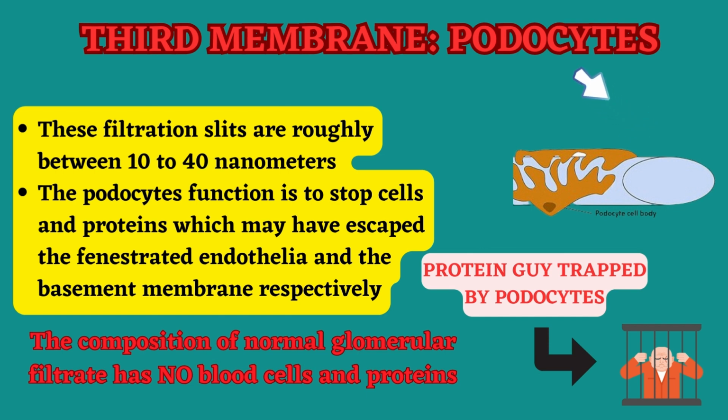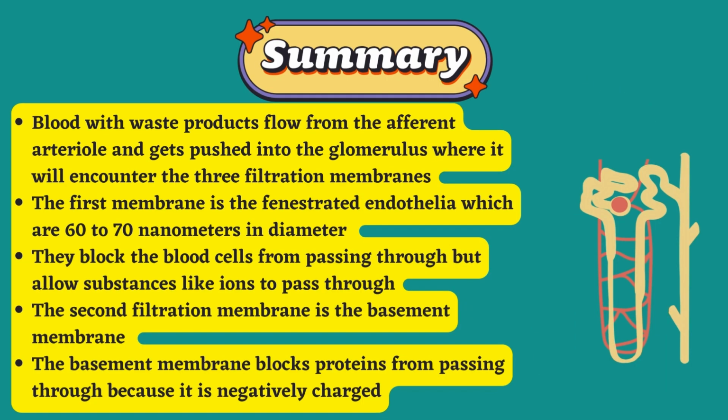The podocyte's function is to stop cells and proteins which may have escaped the fenestrated endothelia and the basement membrane respectively. Therefore, when we look at the composition of normal glomerular filtrate, we will find no blood cells and no proteins. The key takeaways of this video are: blood with waste products flows from the afferent arteriole and gets pushed into the glomerulus, where it will encounter the three filtration membranes.